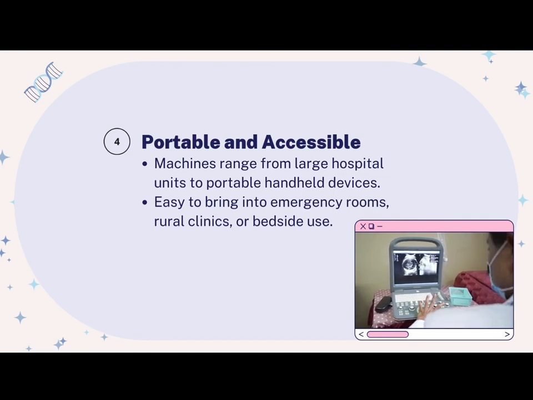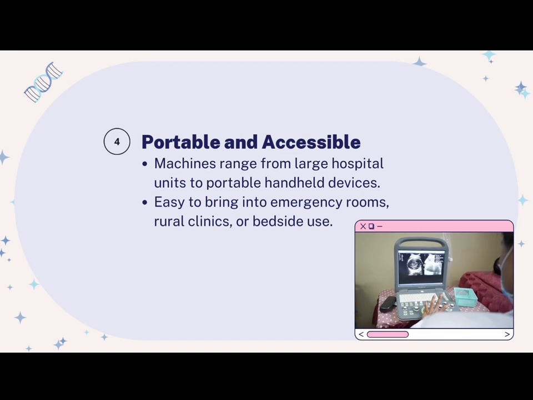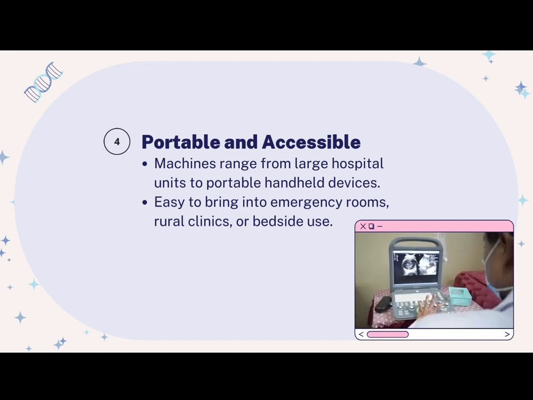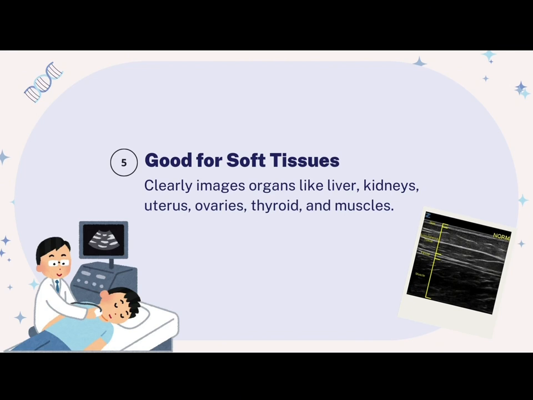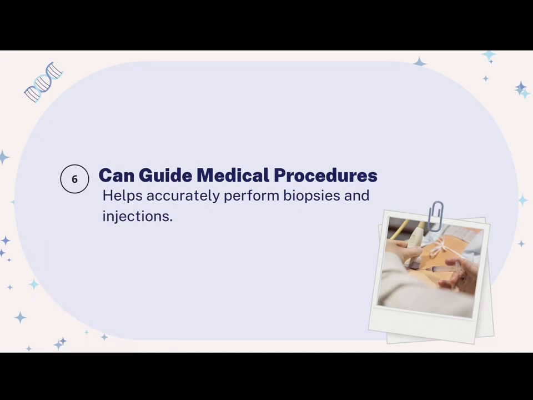They can be used almost anywhere, in clinics, hospitals, and even in rural or remote areas. This improves access to medical diagnosis for many people. In addition, ultrasound is excellent for viewing soft tissues such as the liver, kidneys, uterus, ovaries, muscles, and thyroid. It also helps guide procedures like biopsies or injections by showing the exact location of organs and tissues.